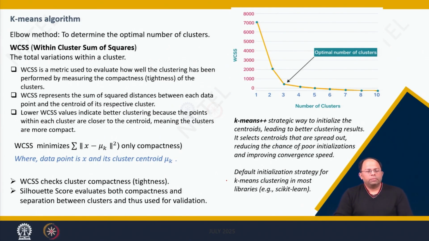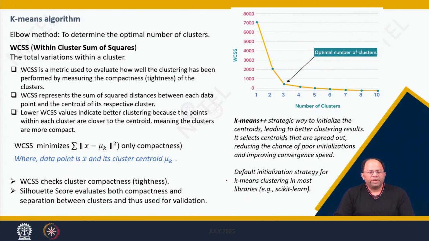Now how do I determine when to stop, right? Or how many clusters is good, right? So we use a measure called WCSS, or within cluster sum of squares. It is a method to find the optimal number of clusters, or rather the method is the elbow method to find the optimum number of clusters, and the statistic that we use to do that is WCSS, right? What it does is it measures the total variation within the cluster.